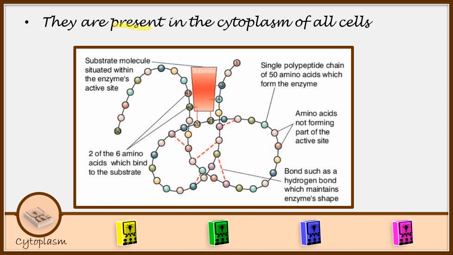They are present in the cytoplasm of all cells. Enzymes are present in the cytoplasm of all cells. Why? Because we said the cytoplasm is where most of the chemical reactions take place. And these chemical reactions take place in the presence of enzymes. Therefore, enzymes are also in the cytoplasm.